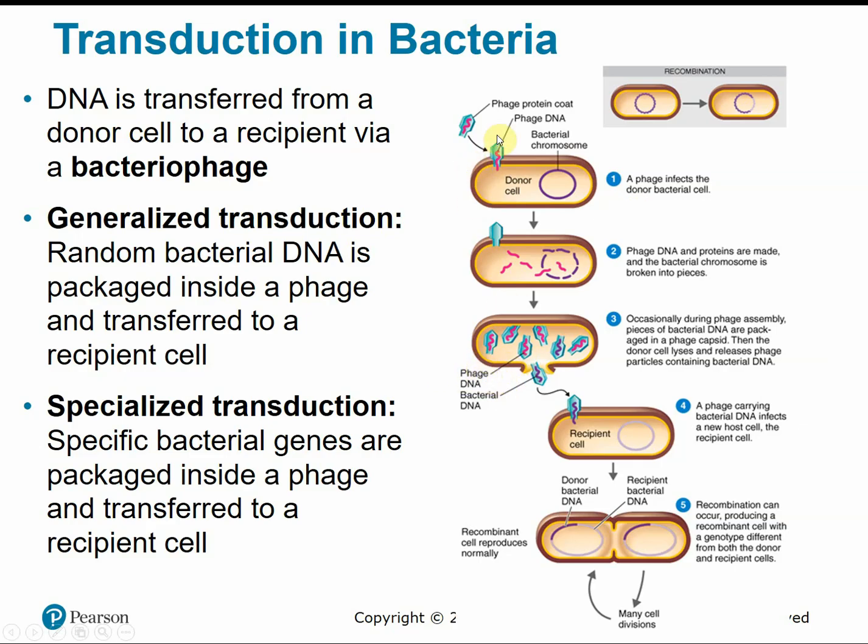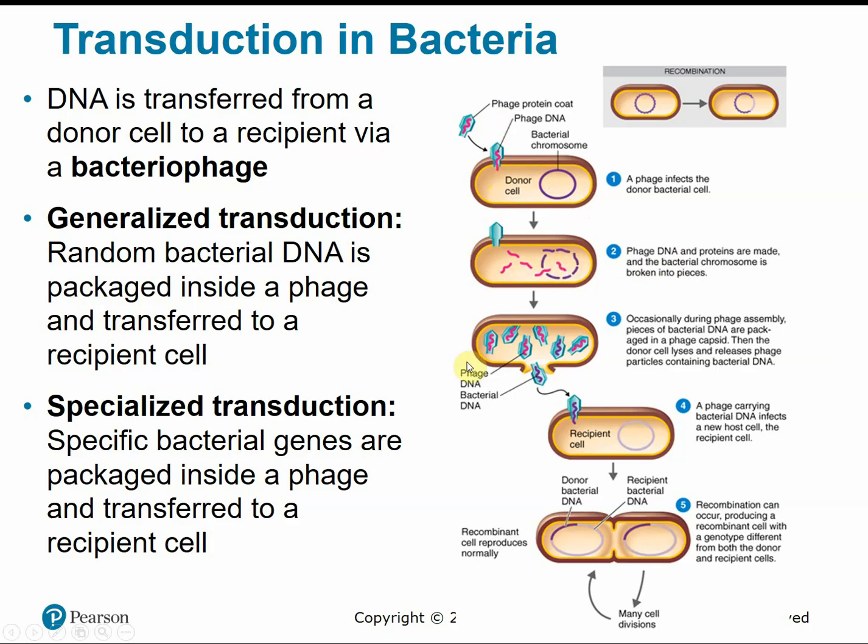So we have our original donor bacterial cell with the purple chromosome, the dark purple, and a bacteriophage virus injects its viral DNA, shown in pink. So the virus DNA is going to be replicated by the host cell, and in the process, its own chromosome is going to be broken into pieces.